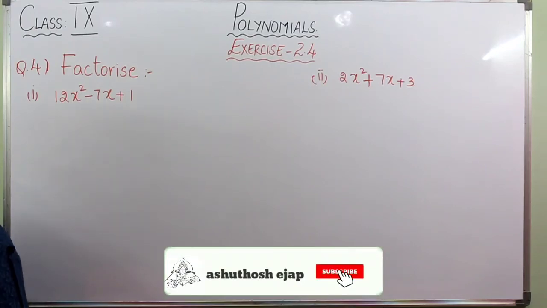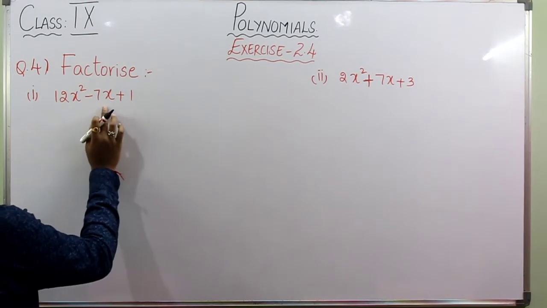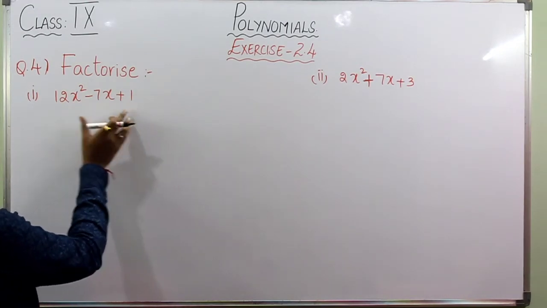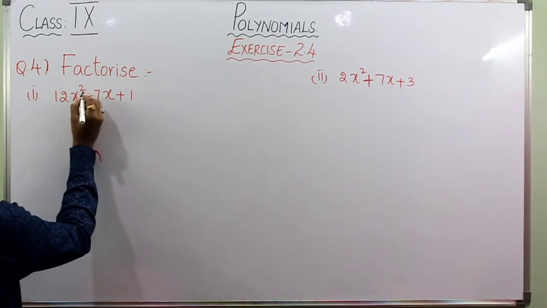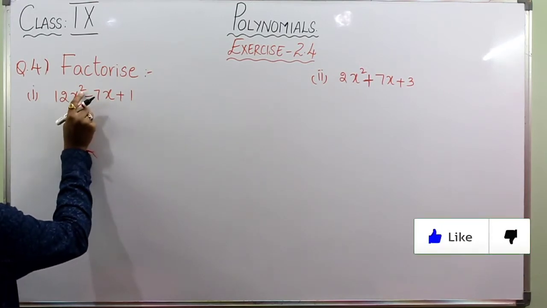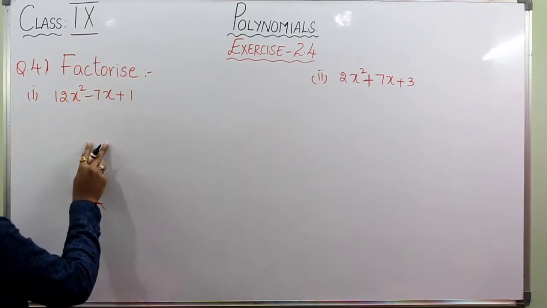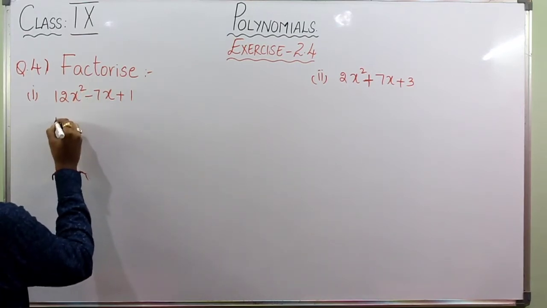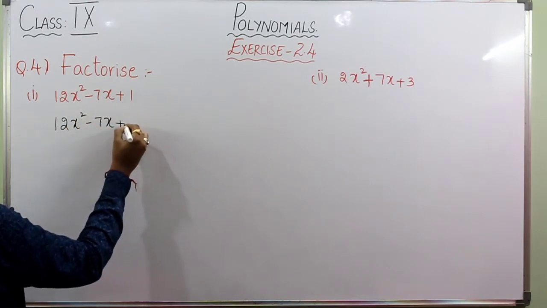Now the question number 4 is factorize 12x square minus 7x plus 1. So we have to get the factors for this. Before going for this factorization, we have to see the degree. If the degree is 2, then it will have 2 factors. Okay. Now let us consider 12x square minus 7x plus 1.